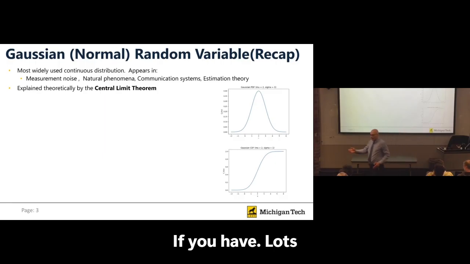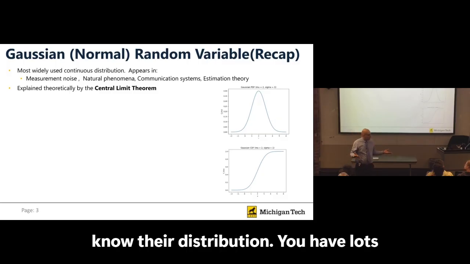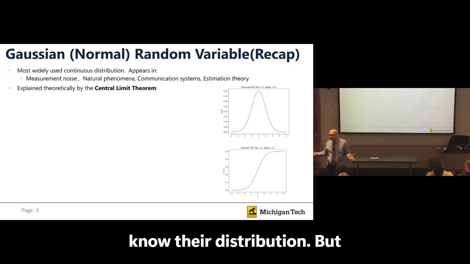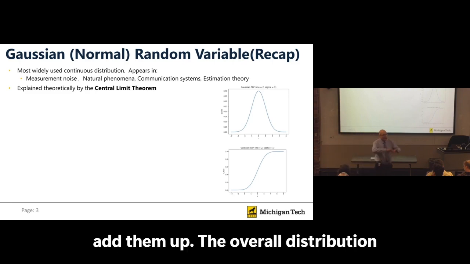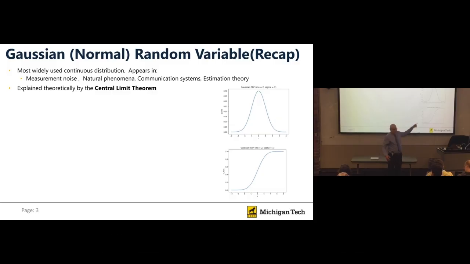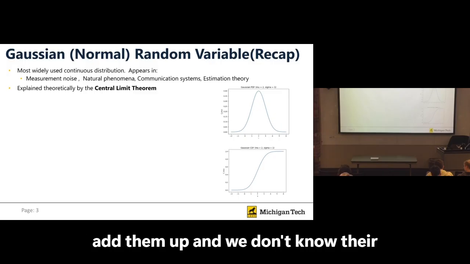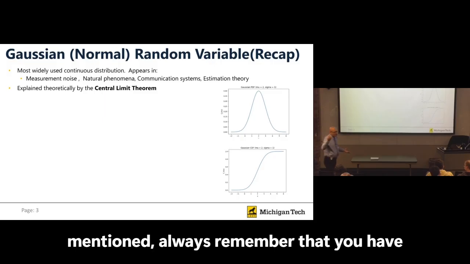If you have lots of random variables, X1, X2, and you don't know their distribution, but there are a lot of them, and you add them up, the overall distribution follows this form. It's exactly what you said. When we add them up without knowing their distribution, like the rocks that I mentioned, always remember that.